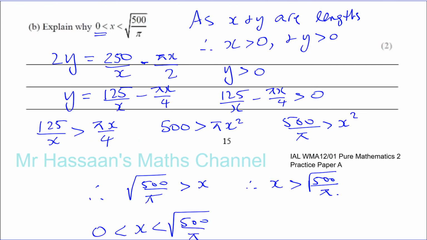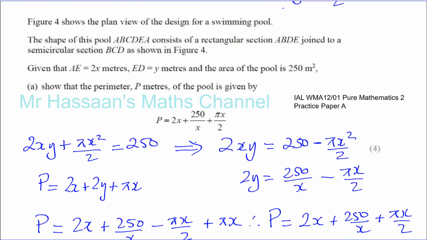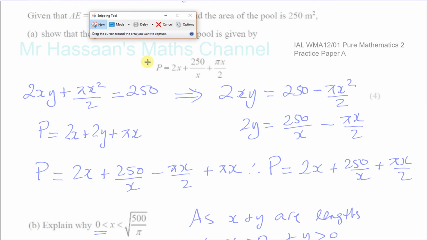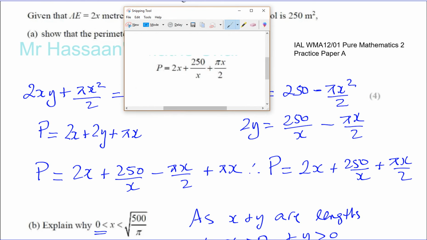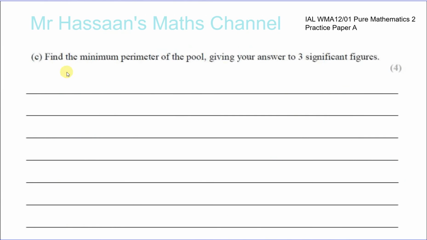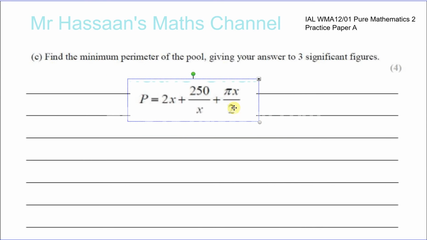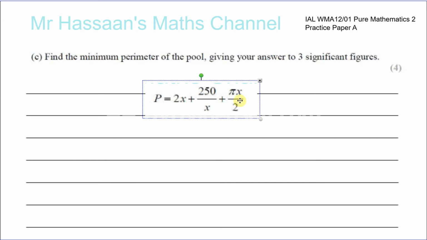So the next part of the question is going to ask us about minimums and maximums. I'm definitely going to have to use this, so I'll take this to the other page. Find the minimum perimeter of the pool, giving your answer correct to 3 significant figures. Now this is an important question, and it's about minimums and maximums, and it applies also to graphs as well. We want to find the minimum perimeter of the pool, and we're also going to justify that it's a minimum, which is important.